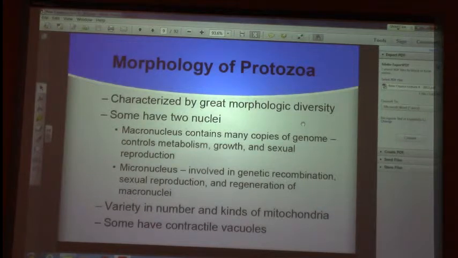Those nuclei are referred to as a macro and micronucleus, and they each have different functions that are listed here. Because protozoa lack cell walls, they have contractile vacuoles, which are a specific type of organelle responsible for regulating the amount of water that enters or exits the cell.